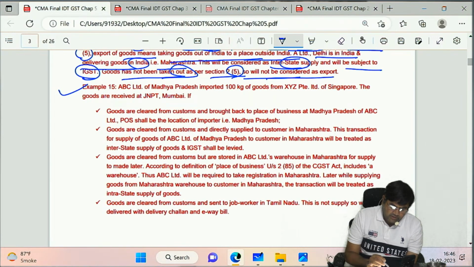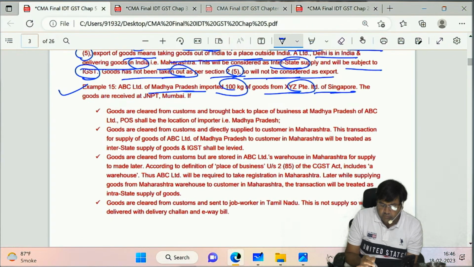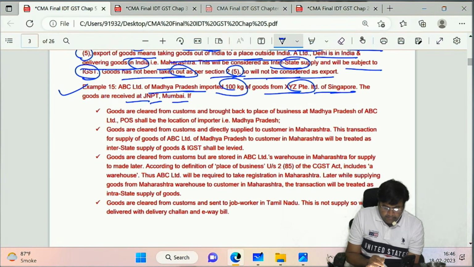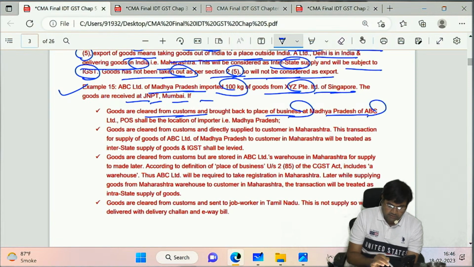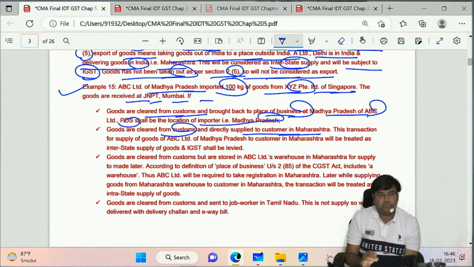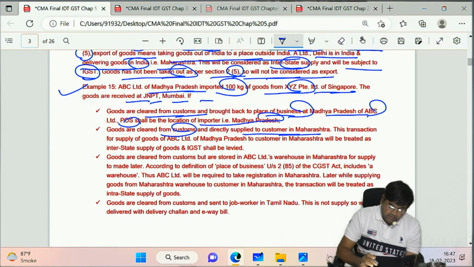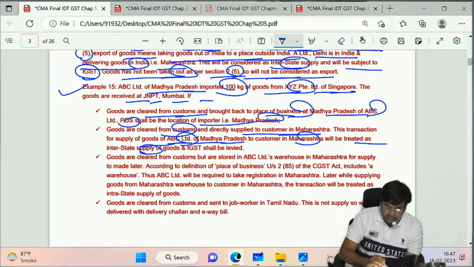Example 15, very good example. ABC Limited of Madhya Pradesh imported 100 kg of goods from XYZ PTE Limited of Singapore. The goods are received at JNPT, Mumbai. If goods are cleared from customs and brought back to the place of business in Madhya Pradesh of ABC Limited, POS is going to be the importer location, which is Madhya Pradesh. If goods are cleared from customs and directly supplied to a customer in Maharashtra, so after clearing, the goods are directly supplied from Maharashtra port to a Maharashtra customer, this transaction of supply of goods by ABC Limited of Madhya Pradesh to the customer in Maharashtra will be treated as interstate supply, because that is the second transaction, and IGST is going to be levied.